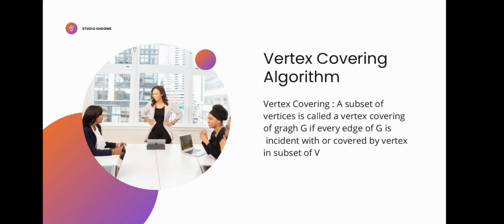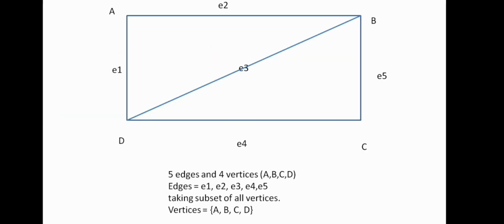We may get a clear idea after visiting an example. So here is an example. Here we have 5 edges and 4 vertices. The vertices are A, B, C and D and the edges are E1, E2, E3, E4, E5. We need to take a subset of all the vertices. So it directly states that we are taking a subset of all the vertices.